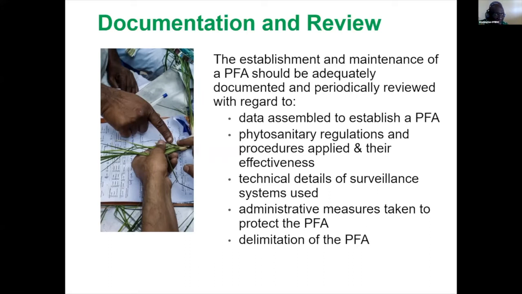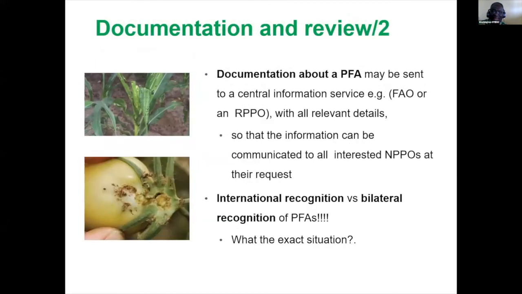Some of them may not be popular with us, but it's just like telling people you can't enter here unless you have a business here. And if you are entering, you must not come with X, Y, Z. If you are leaving, you must not leave with ABC. Then delimitation of a pest-free area, including, where necessary, even having a buffer zone. So documentation about the PFA may be sent. Normally, it's needed by the trading partner under a bilateral arrangement, but it would also be good that you share it with the IPPC Secretariat, or if your RPPO is keen, it's a good practice to share it, because it would help others know that they can source certain products from your country.